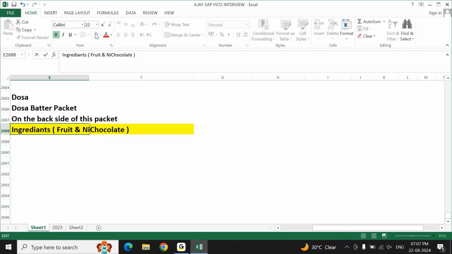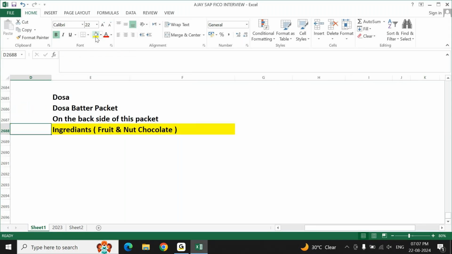Fruit and nut chocolate. Assuming that we're talking about this, those who are not talking, please go on mute, or after talking, immediately go on mute so that we don't get echo. We're talking about a chocolate, which is basically a fruit and nut chocolate.